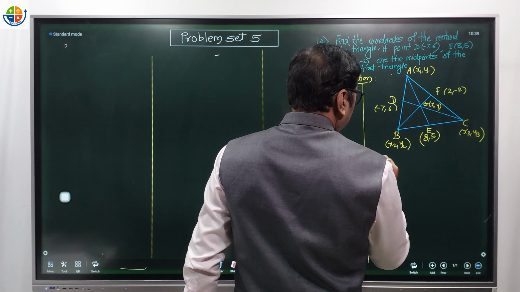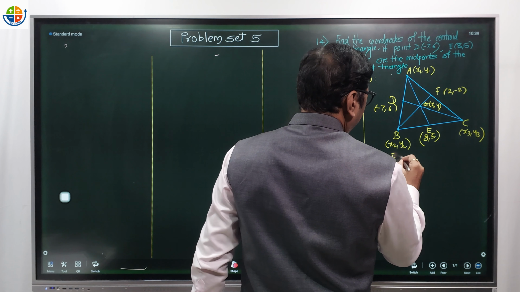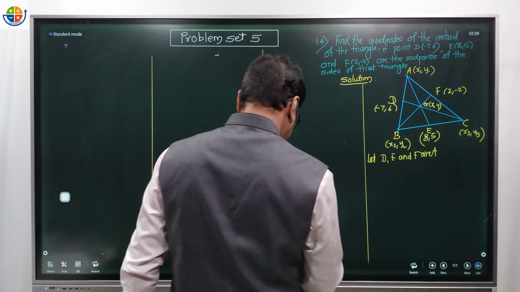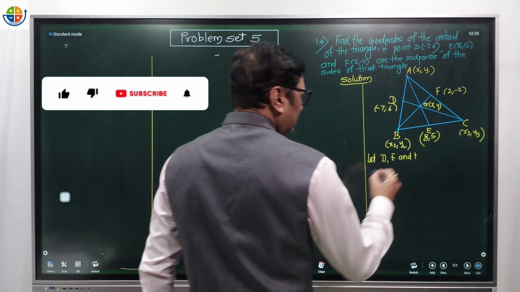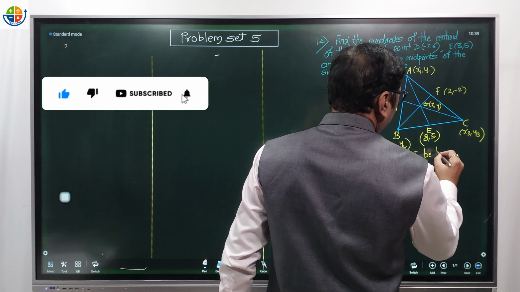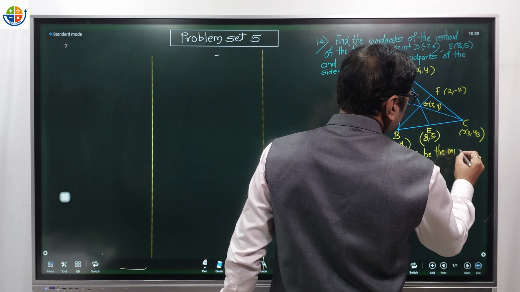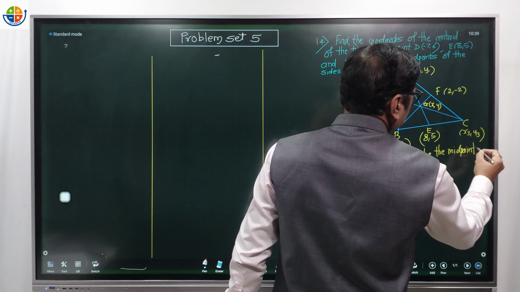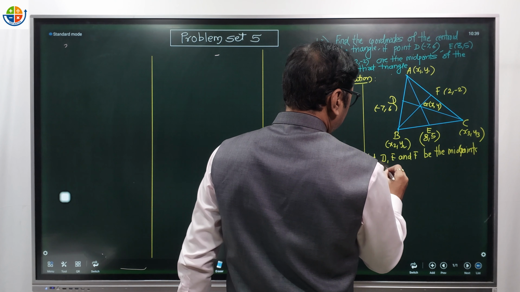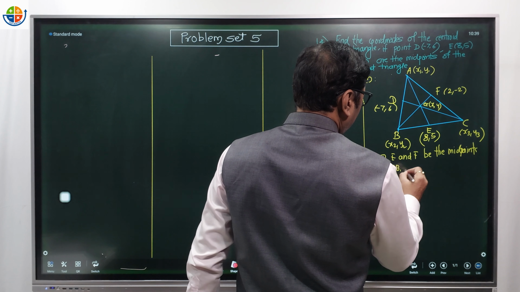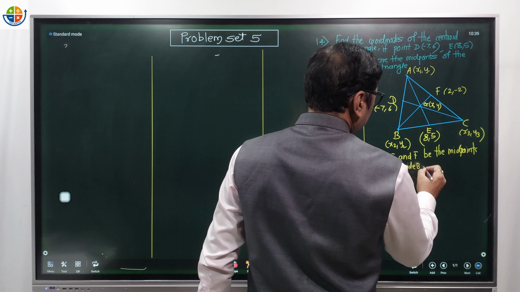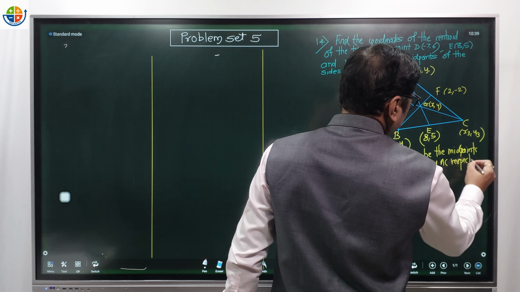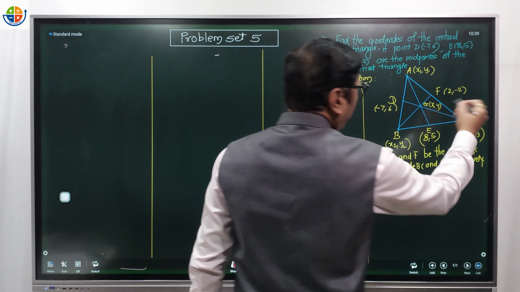Let D, E, and F are the midpoints of side AB, side BC, and side AC respectively. DEF के हमें coordinates पता है बच्चों.